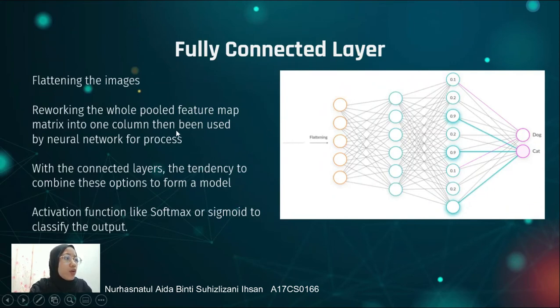And then the fully connected layer, which flattens the image. It reworks the whole pooled feature map matrix into one column, which is then used by the neural network for processing. With the fully connected layers, the tendency is to combine these features to form a model. An activation function like softmax or sigmoid is used to classify the output.